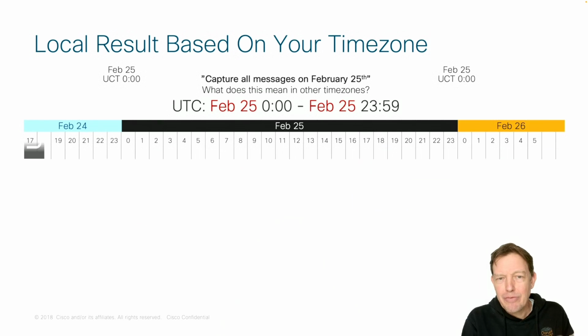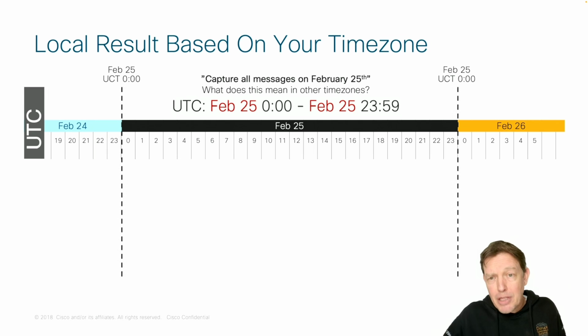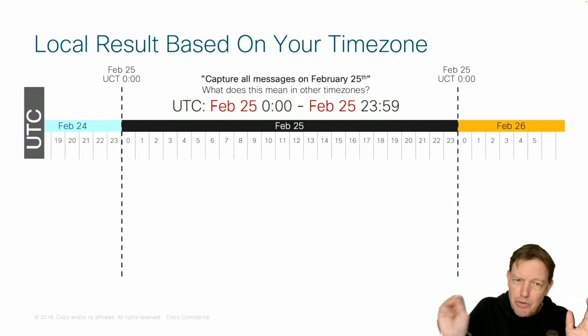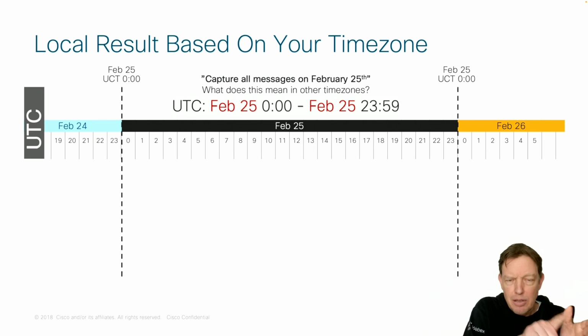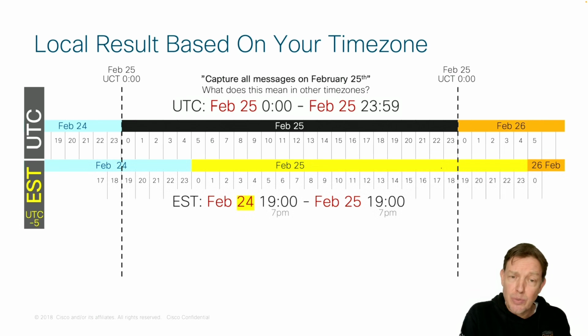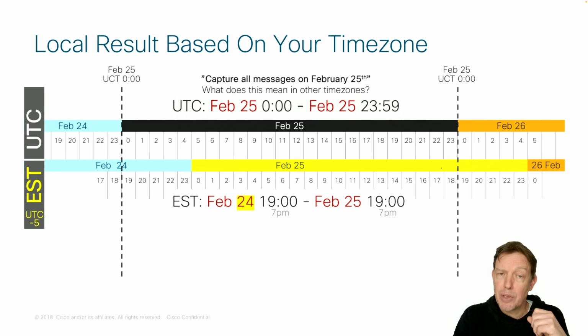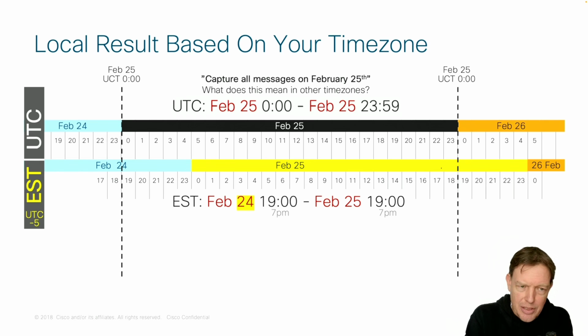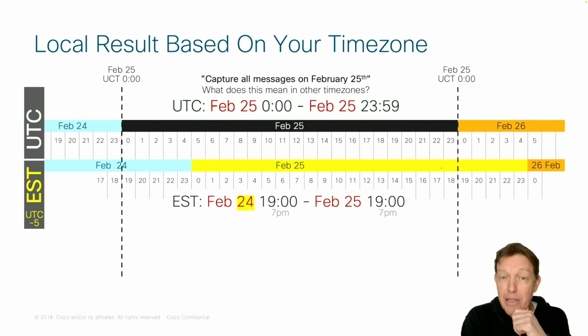So if I capture all messages in the Webex platform and I say I want all the messages from February 25th, from midnight to midnight. Cool. If Karen would run that script, it would actually capture messages from February 24th, 7 p.m. until February 25th, 7 p.m. because she is in a different time zone. And UTC time does not match the time in EST, right? That's where the offset counts.